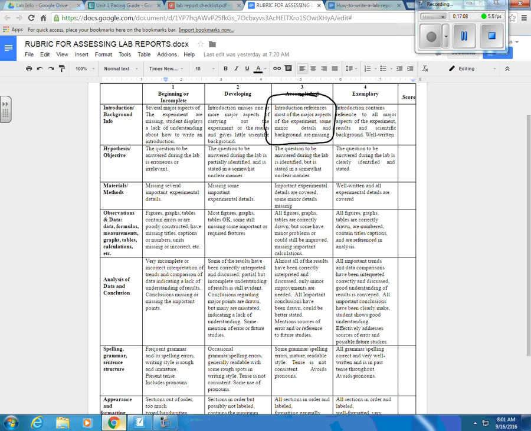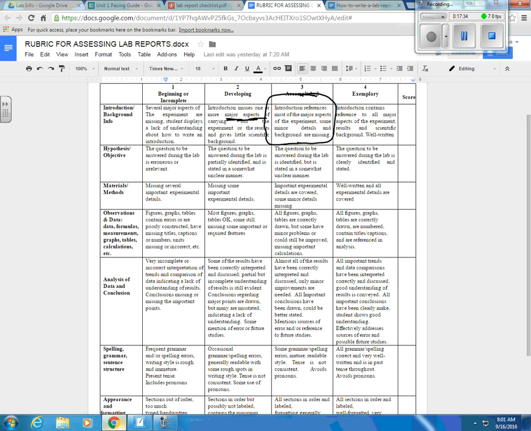So let's look at this one. The introduction references most of the major aspects of the experiment. Some minor details and background are missing. Okay, so if you talk all about density, but you don't mention anything about percent sugar, it's going to be difficult to get to a 3 because percent sugar is a major part of the experiment. Okay, so that would be under here. Major aspects of carrying out the experiment or the results are missing.